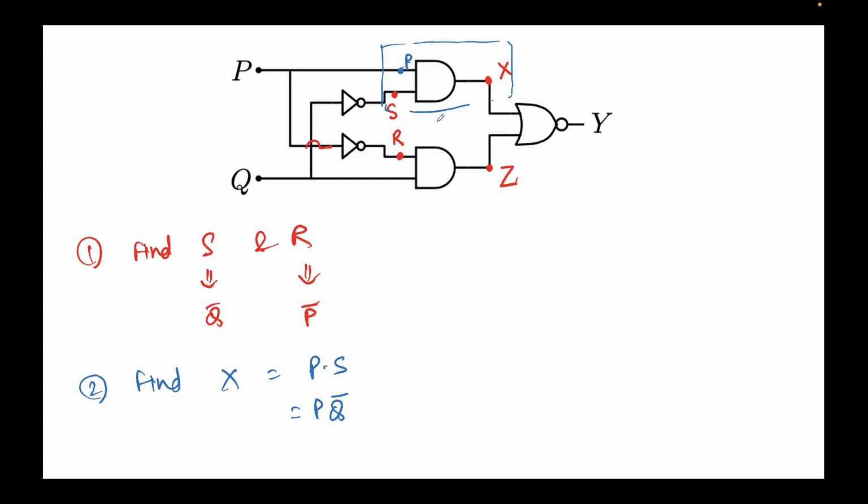For the second part, we'll evaluate the value Z. This is Q. So we'll find Z. What is Z? Z is nothing but the output of this AND gate, and this AND gate has inputs Q and R. Q times R. Q will remain as it is, the value of R is P bar, and this turns out to be P bar Q. Fine.